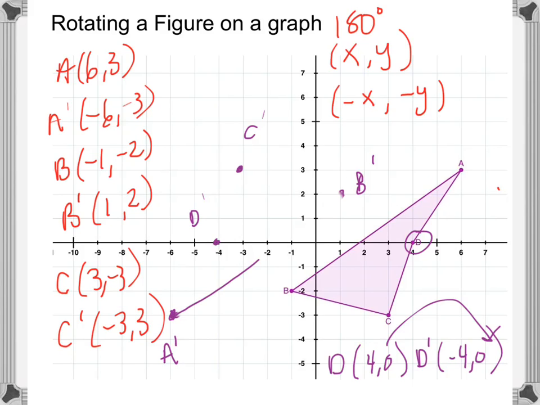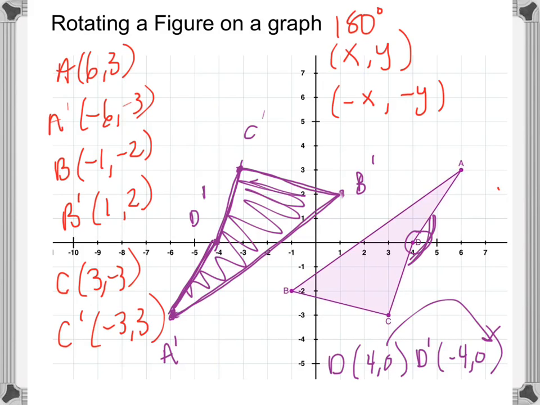So A prime goes to B prime. B prime goes to C prime. Then C prime goes to D prime. And then finally D prime goes to A prime. Okay, so it's hard to see. This is a little concave area right here. But this figure has been rotated 180 degrees.